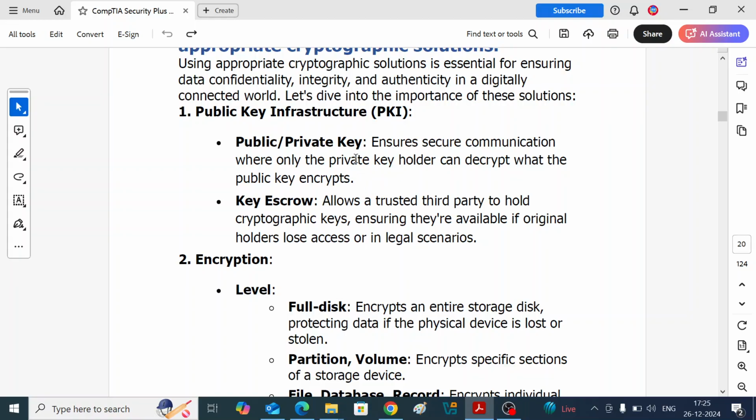So clear. So that's all. As I told you, that's all you need to know from the public key and private key perspective. Yeah, so the next concept that we're talking about is key escrow.